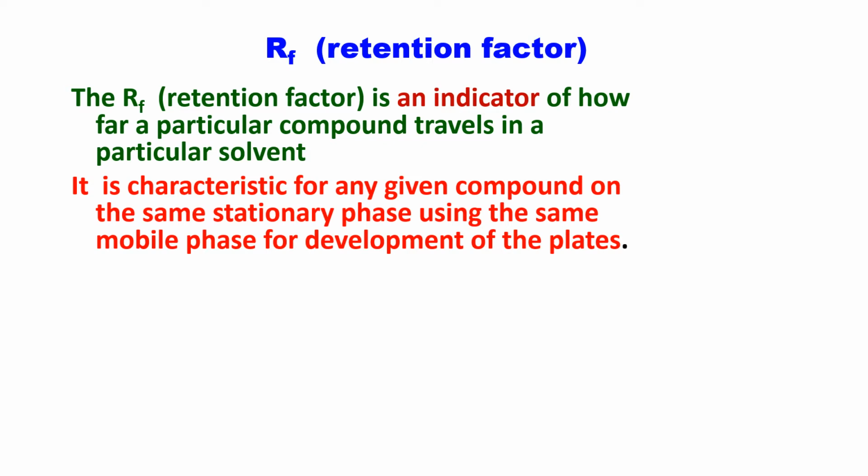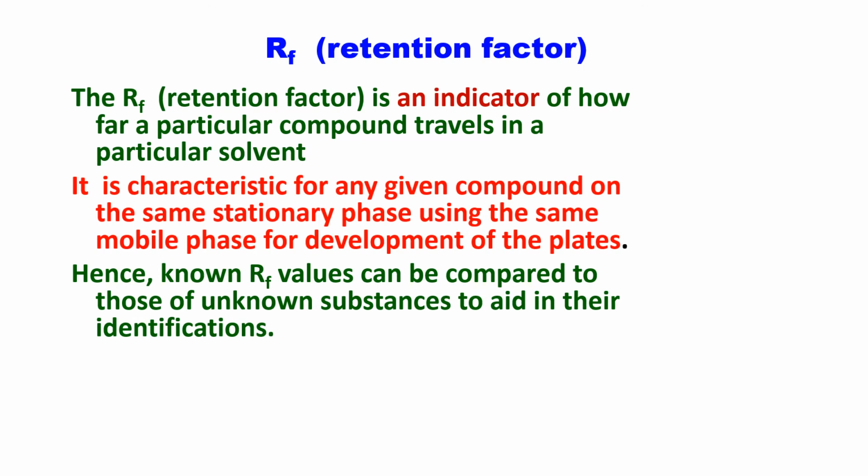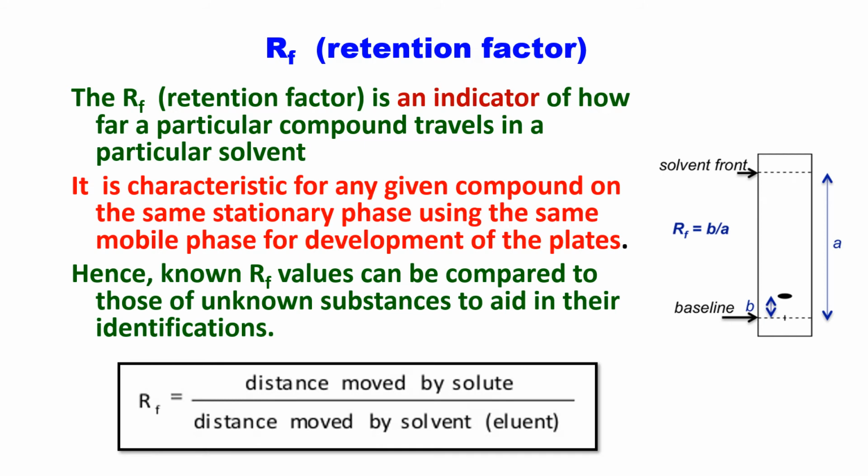So thus this plays a crucial role in comparing unknown compounds with the compounds of known retention factor, and hence it helps in the identification of those new or unknown compounds. So how is it calculated? It is calculated as the ratio of distance moved by the solute to the distance moved by the solvent.